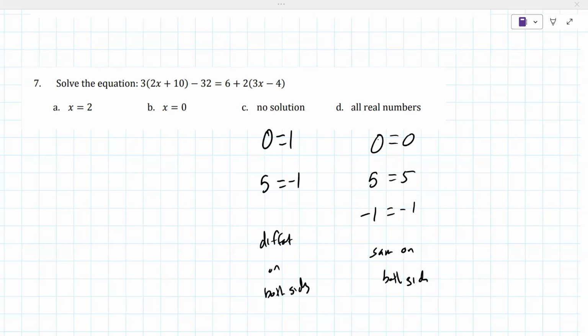I'm getting no solution. Okay. I believe that is correct. All right. Very good. So here's a related problem, similar problem to that.